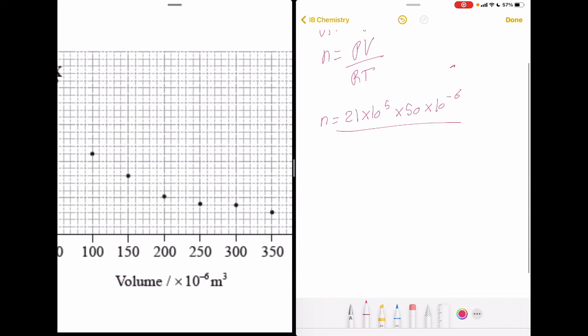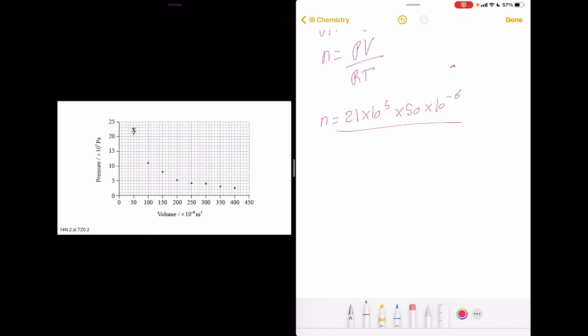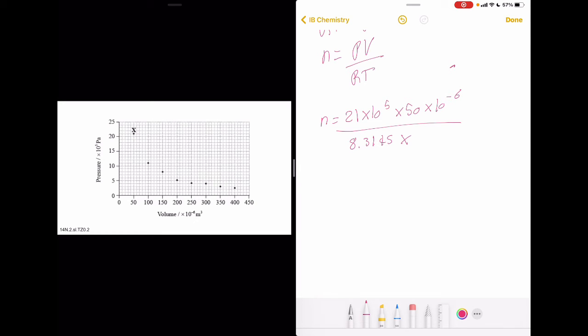and then over R, and as we said, R is the ideal gas constant. So we substitute that in, which is 8.3145, and then times T, temperature, because it's RT. And as it said in the beginning of the question, the temperature is 330 K. K is the SI unit for temperature, so it's times 330.